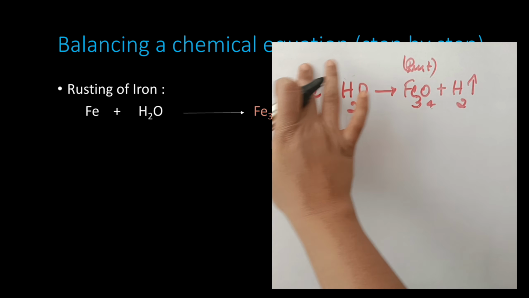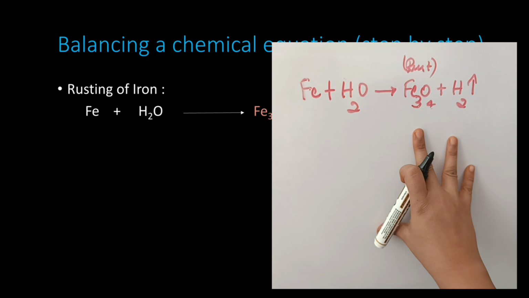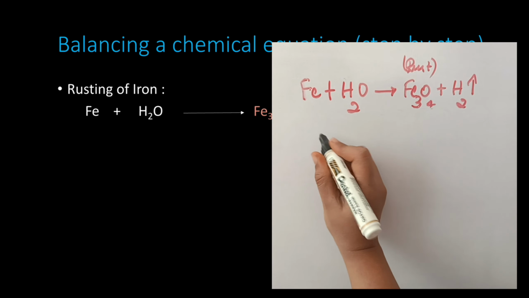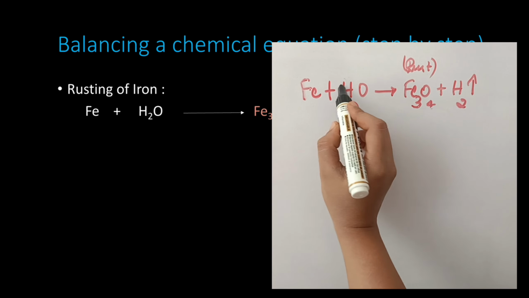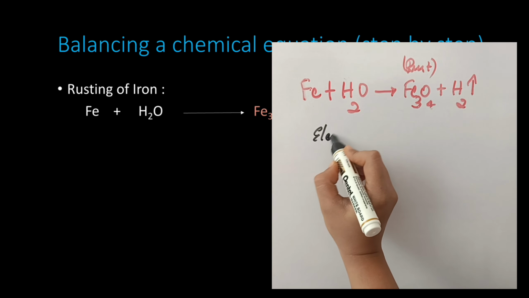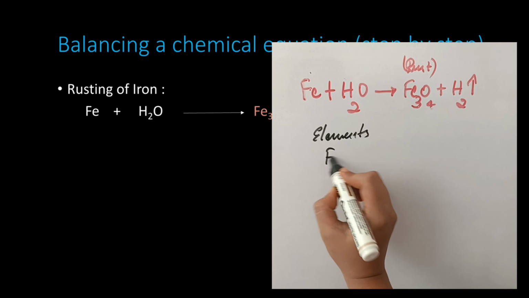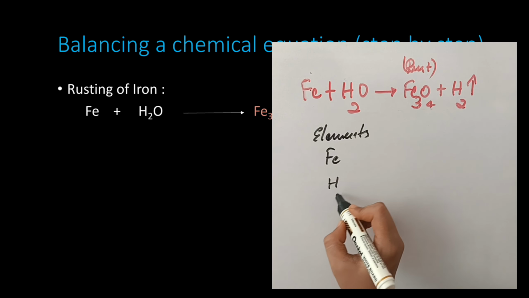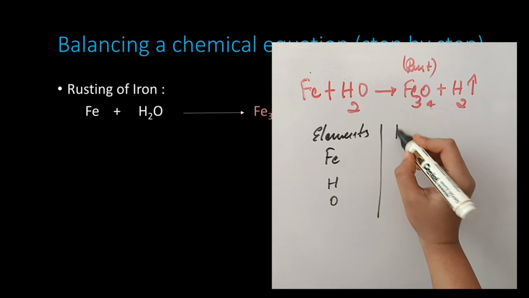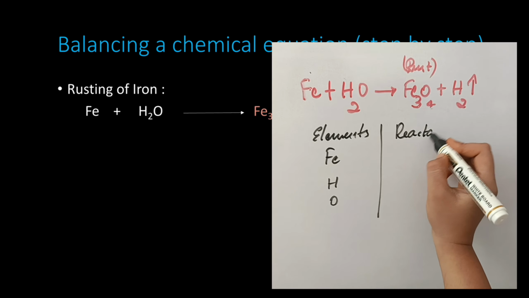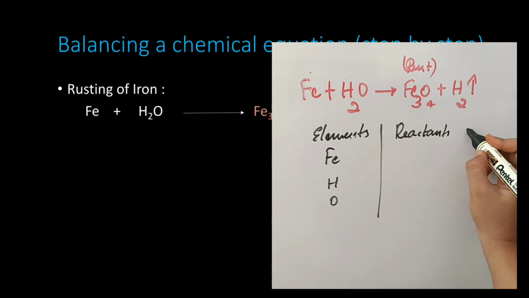So now first let's check whether the equation given is balanced or unbalanced, right? See how many elements are there? 1, 2, 3. Write them. Elements present: you have iron, hydrogen, and oxygen on the reactant side and on the product side.